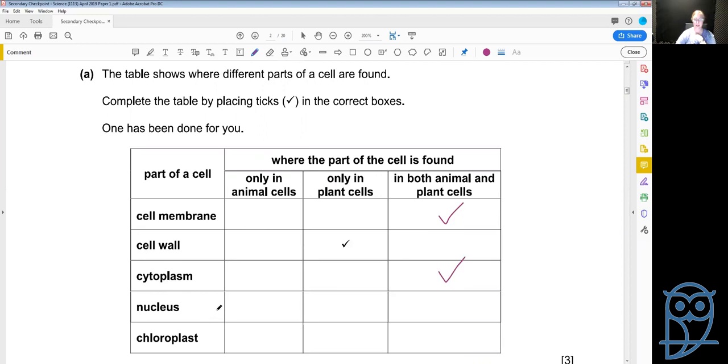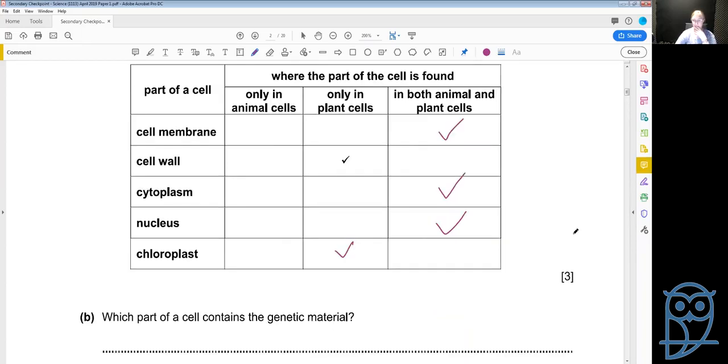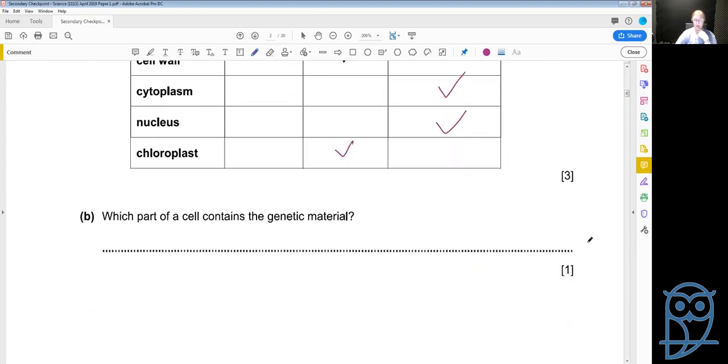The nucleus is the center of the cell, and that's where the DNA is kept, so that we can find in both of them. Chloroplasts is where the chlorophyll pigment is kept that plants use in order to capture sunlight and turn it into energy. So these are literally only found in plant cells. So which part of a cell contains the genetic material? So that would be the nucleus.